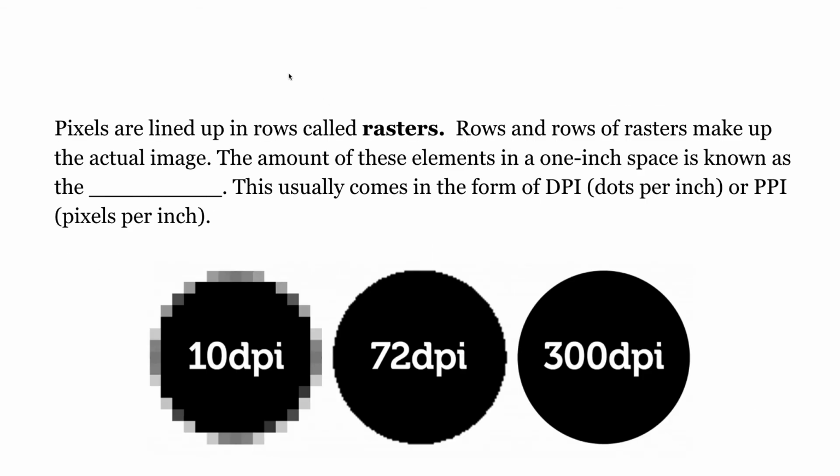Pixels are lined up in rows called rasters. Rows and rows of rasters make up the actual image that we're looking at. The amount of these elements in a 1-inch space is known as the blank. This usually comes in the form of a DPI or a PPI. Resolution. It is resolution.